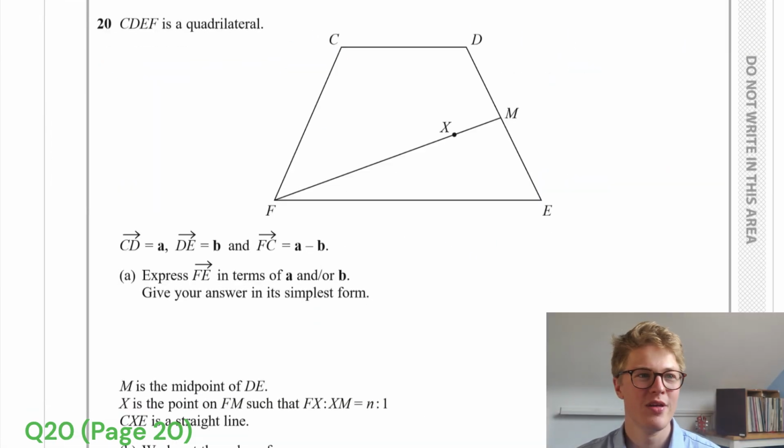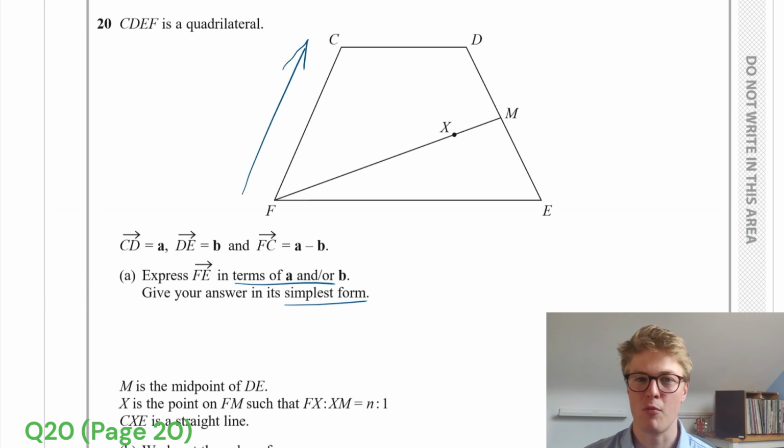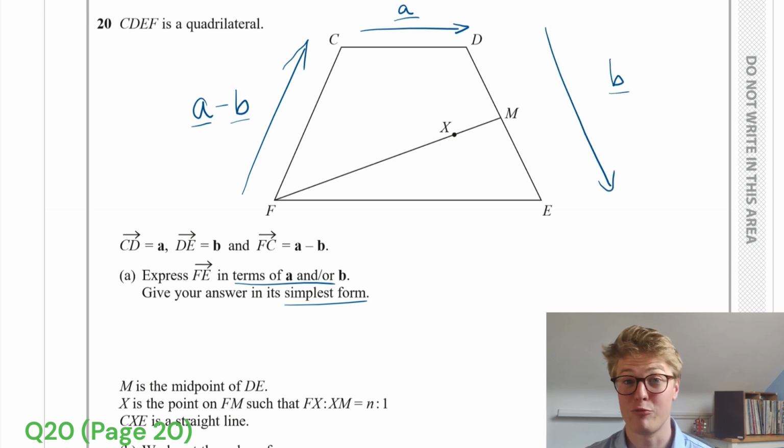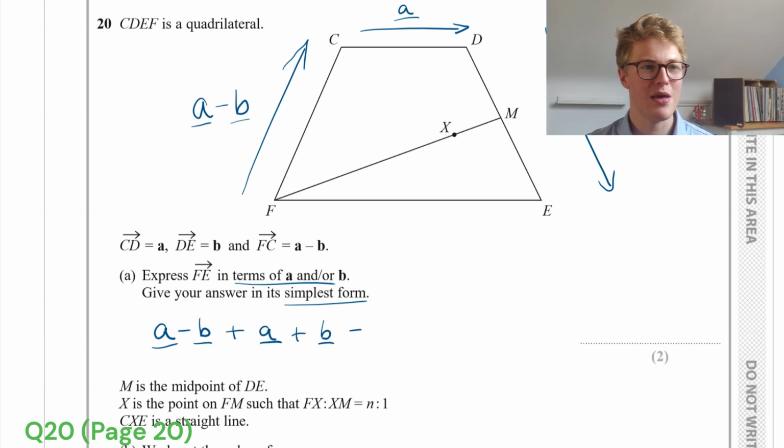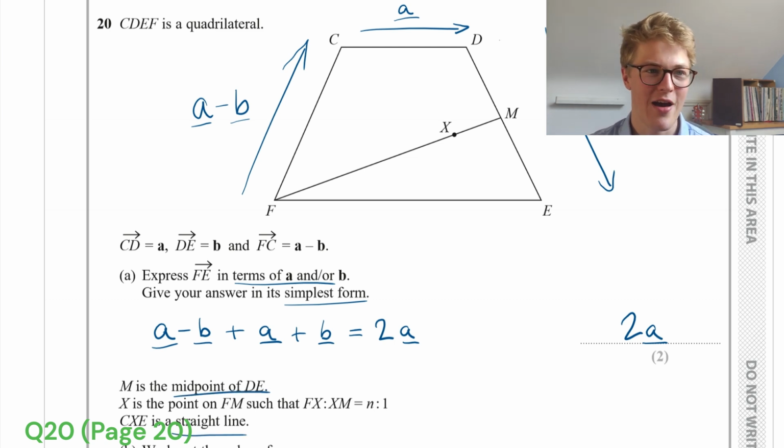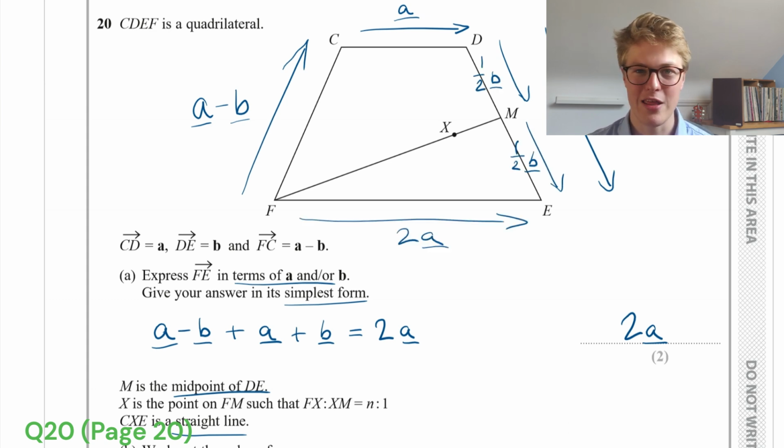CDEF is a quadrilateral. CD equals a, DE equals b, and FC equals a minus b. Express FE in terms of a and/or b. Give your answer in its simplest form. So the first thing I do is write out the vectors. So FC is a minus b, CD is a, and DE equals b, and I've put those on the diagram. Therefore, if we add these all up, we'll end up with FE, which is a minus b plus a plus b, which is 2a. Next, M is the midpoint of DE, X is the point on FM, such that FX to XM equals n to 1, CXE is a straight line, work out the value of n.